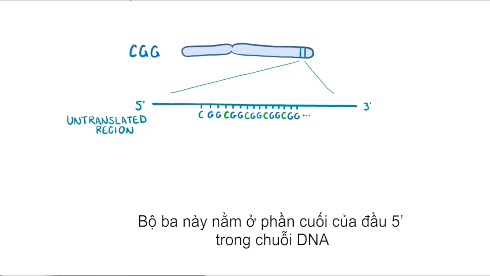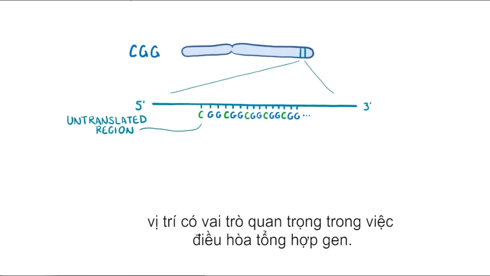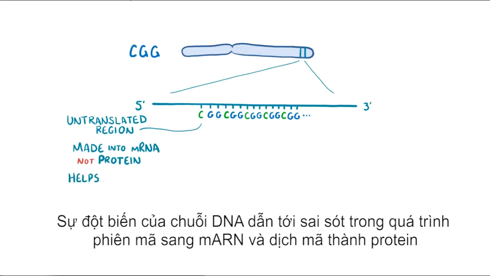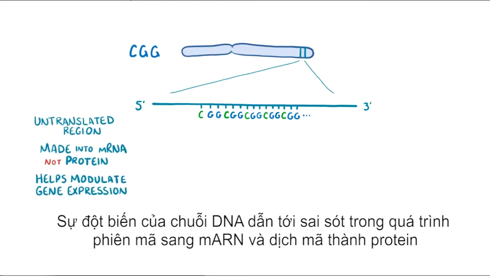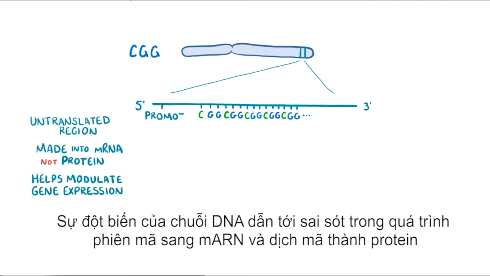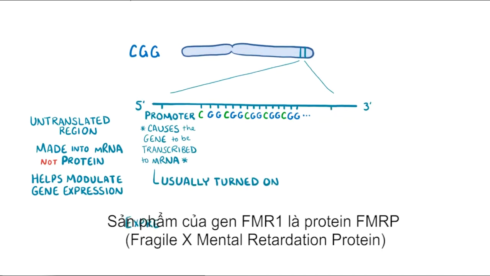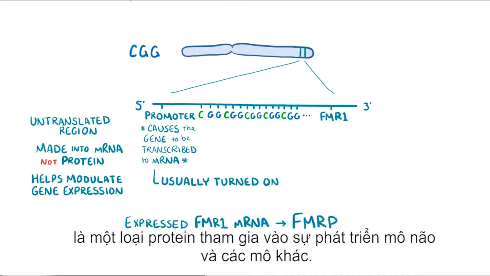These CGGs are found in the 5' untranslated region of FMR1. A 5' untranslated region is the part of the DNA at the beginning of the gene that's made into mRNA but not protein, and helps modulate gene expression. Just upstream from the 5' untranslated region is FMR1's promoter, the region that causes the gene to be transcribed into mRNA, which is usually turned on. Expressed FMR1 mRNA gets translated into Fragile X mental retardation protein, or FMRP, and it helps in development of the brain and other tissues.